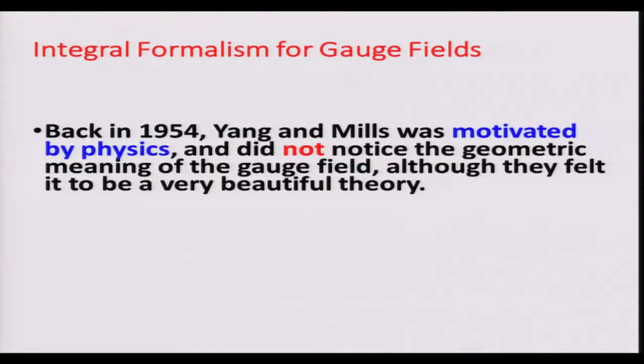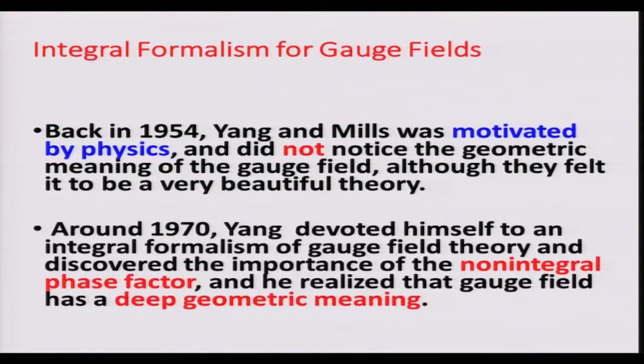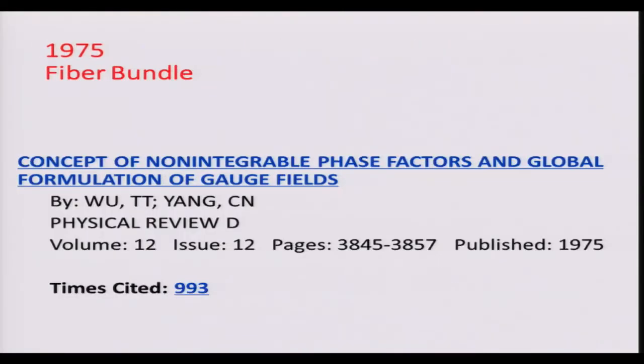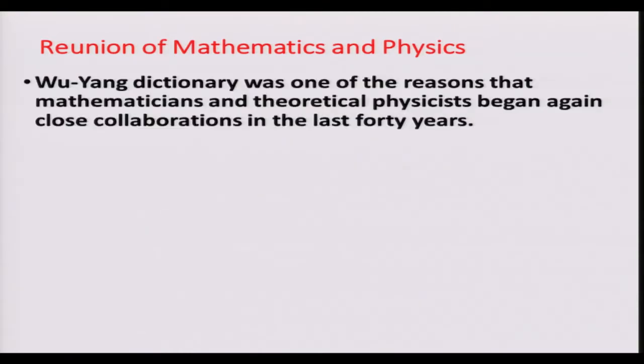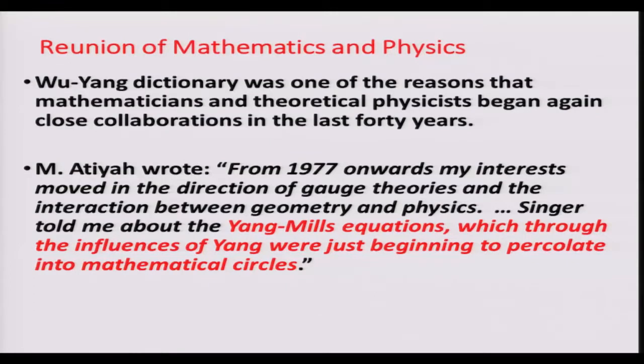And let me mention that back in 1954, Yang and Mills were motivated by physics and did not notice the geometrical, the mathematical meaning. Around 1970, Professor Yang devoted himself to the integral formalism, and this is a citation. Together with T.T. Wu, they put forward this famous dictionary, which gave the correspondence between mathematics and physics. And this induced the reunion of mathematics and physics, as Michael Atiyah recalled.